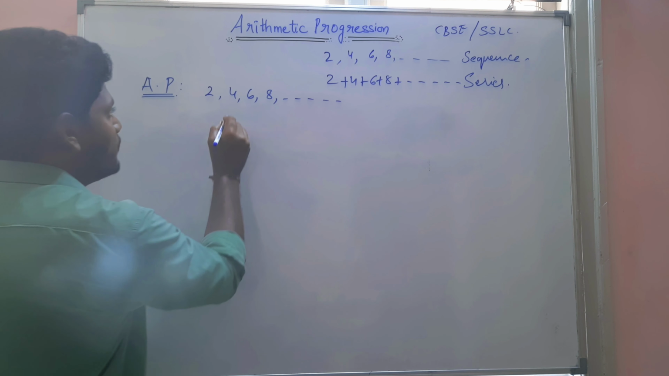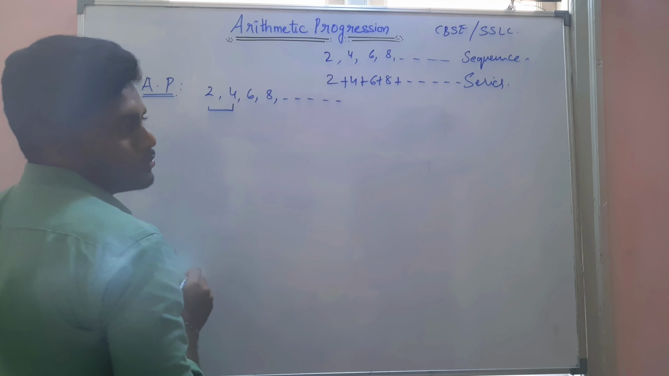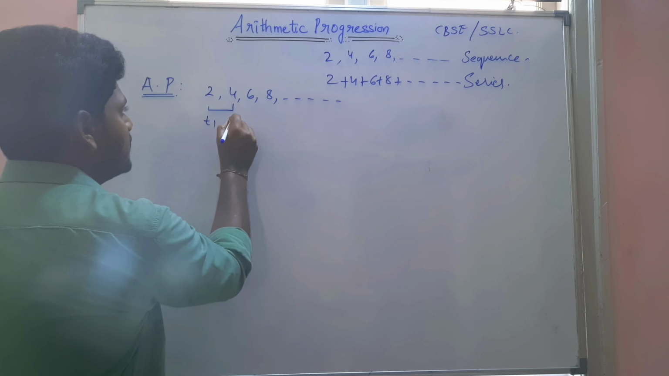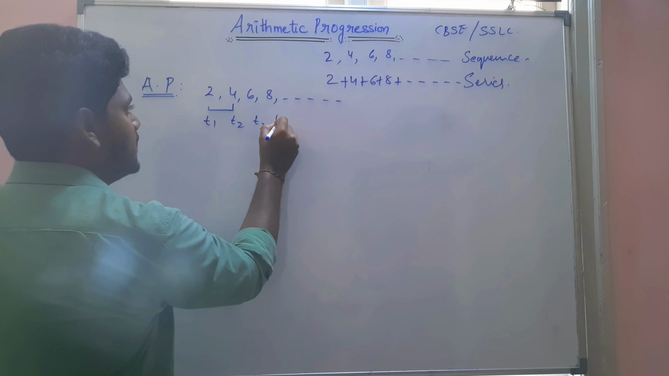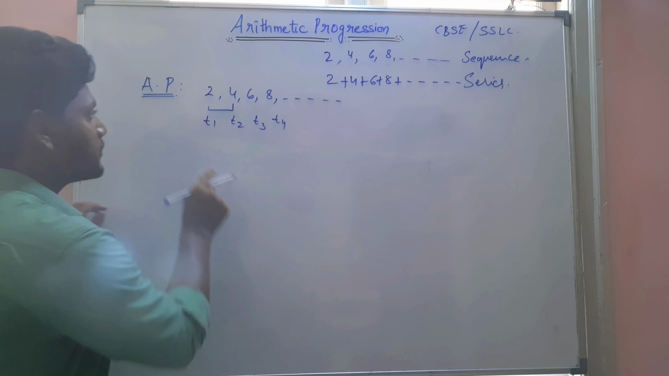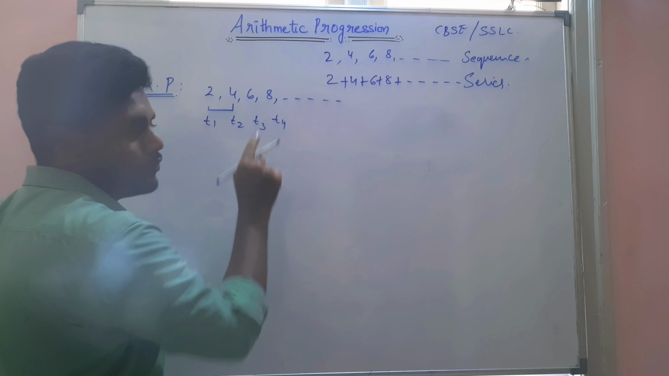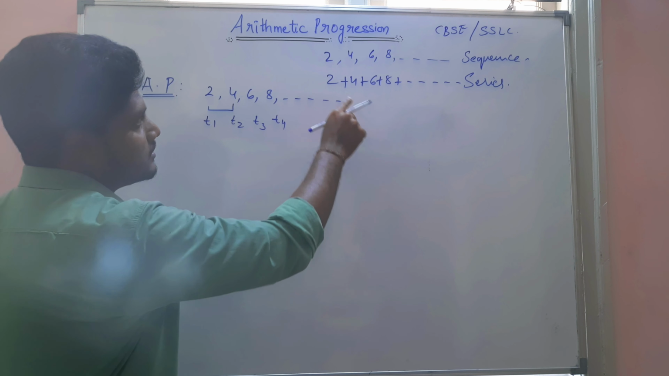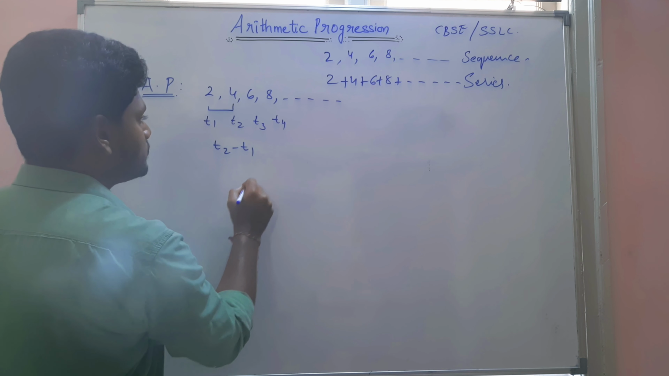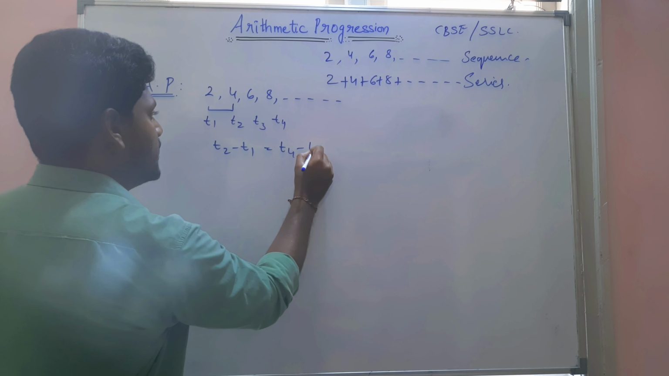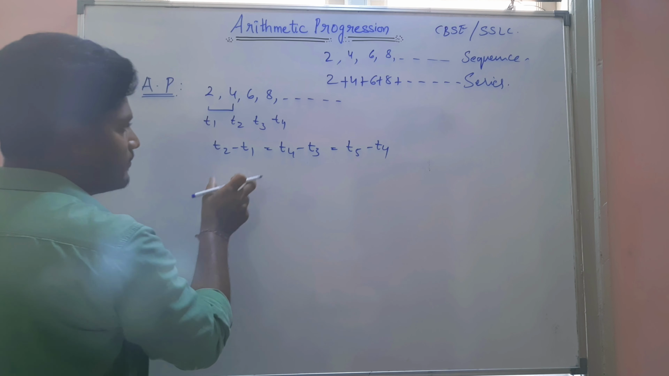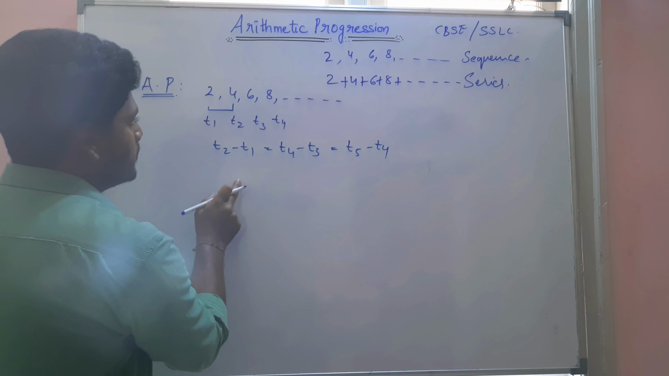Why? Because if you observe the difference between these two, 4 minus 2. I will consider these as T1, T2, T3, T4. Here T1, T2, T3, T4 are nothing but terms: first term, second term, third term, fourth term. In this sequence, if we take any sequence, T2 minus T1, or T4 minus T3, or T5 minus T4, and these are equal.